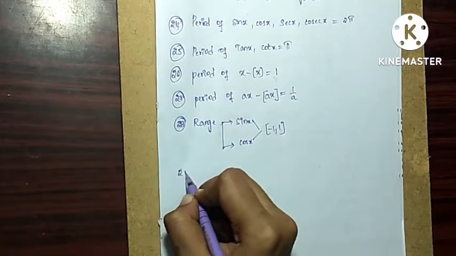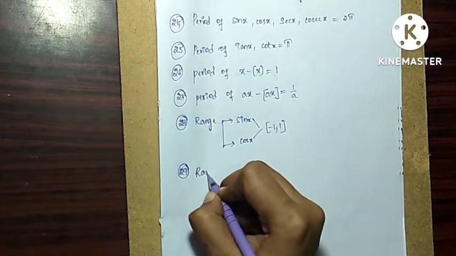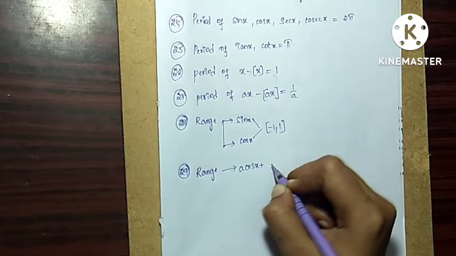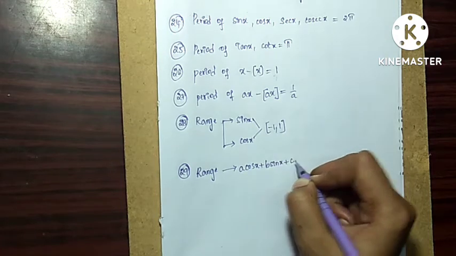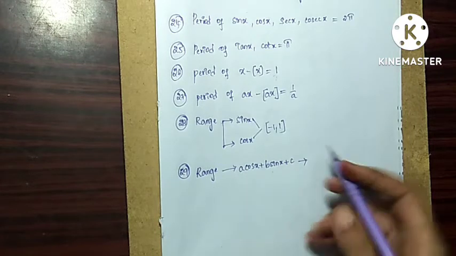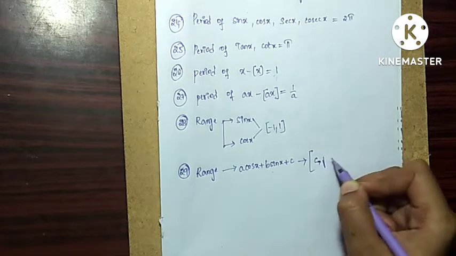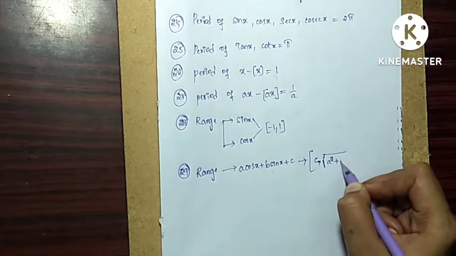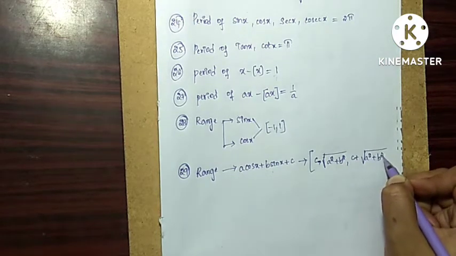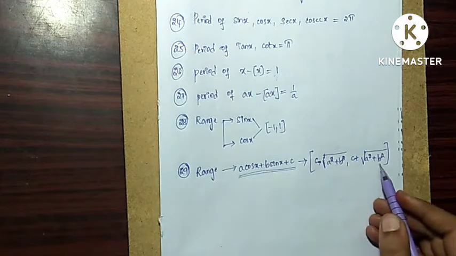Next, the range of linear forms. For a cos x plus b sin x plus c, if we have to find the range, the formula is c minus root of a square plus b square comma c plus root of a square plus b square. This is the formula to find the range of this type of function.